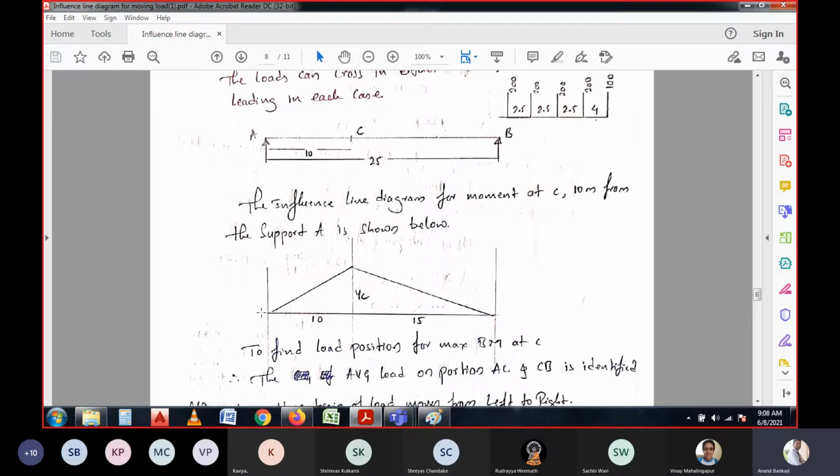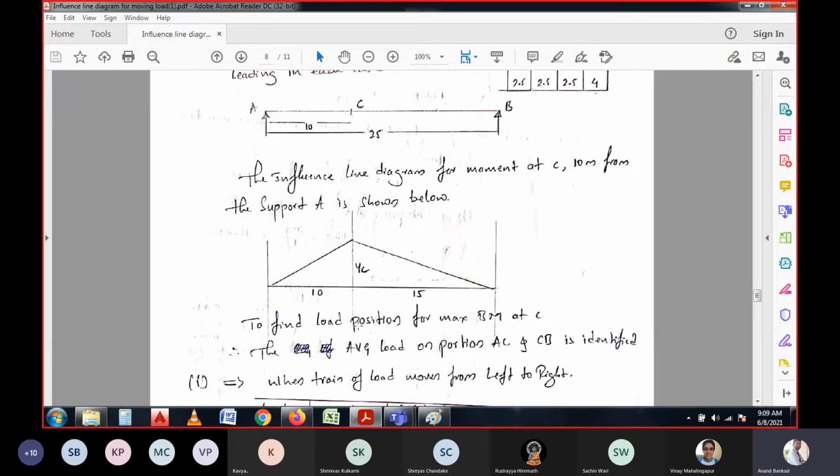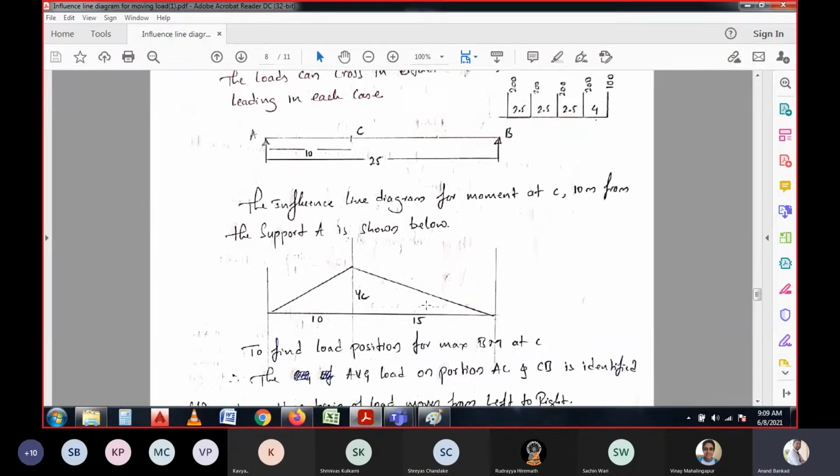Here it is support A. I hope you are observing the cursor. Please concentrate on the point of the cursor, because I can do the explanation only with the help of this. So this is the point A at the support, and at the section C it is asked for 10 meter distance, and that will be the span of AC, and the remaining span will be BC having 15 meter distance.